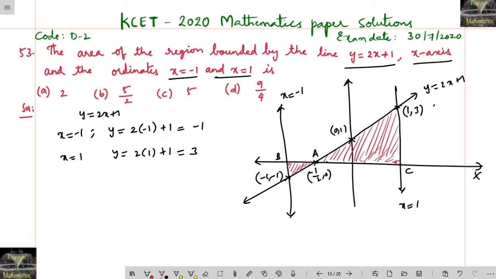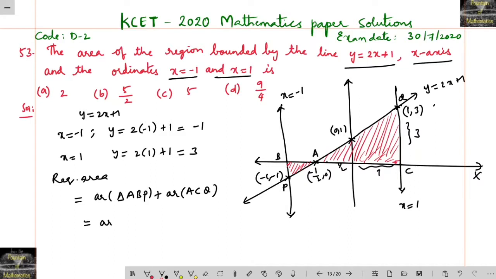So 1 comma 3 means this is our total, 3 units, and from here this is a half unit, and here it is 3 units, 1 unit, so 1.5 units. So we can just use the area of triangles. Let me take this as P and this as Q. The required area is equal to the area of right angle triangle ABP plus the area of triangle ACQ.